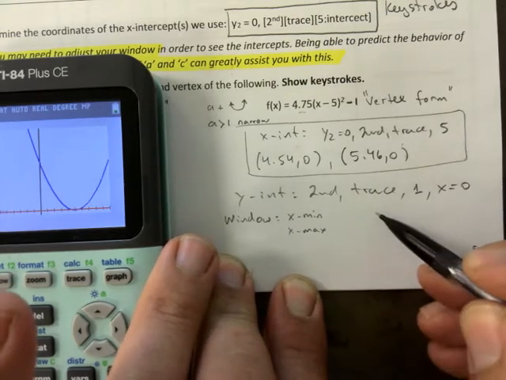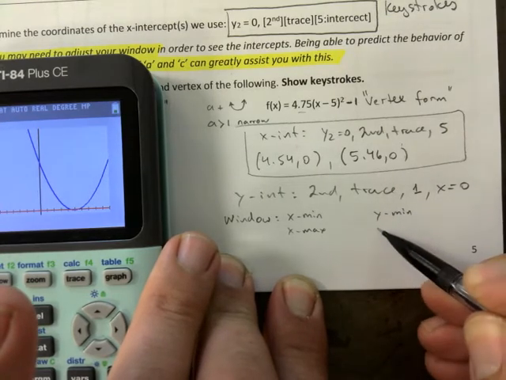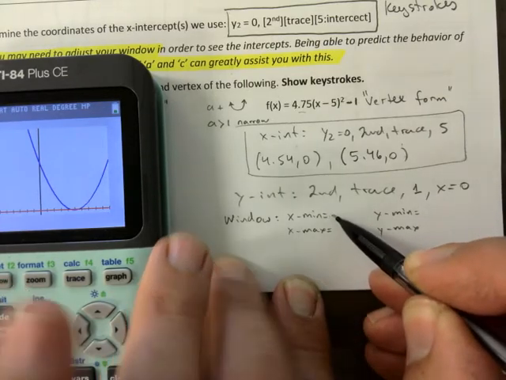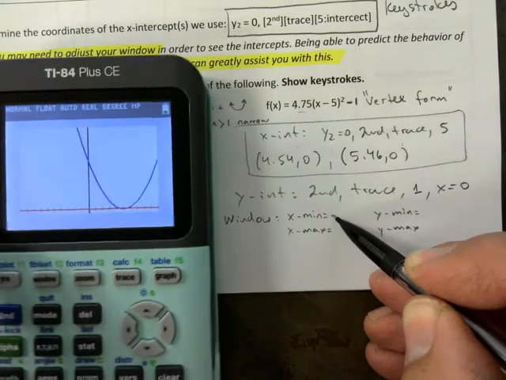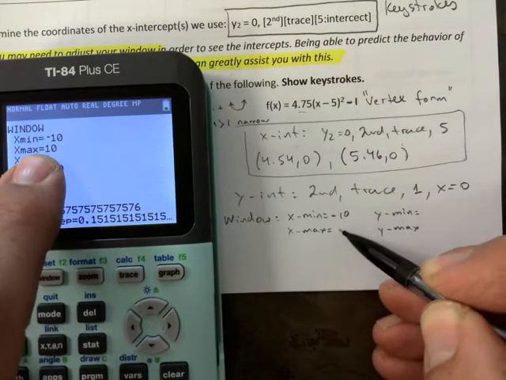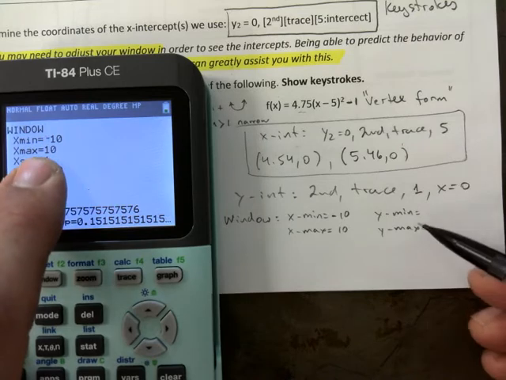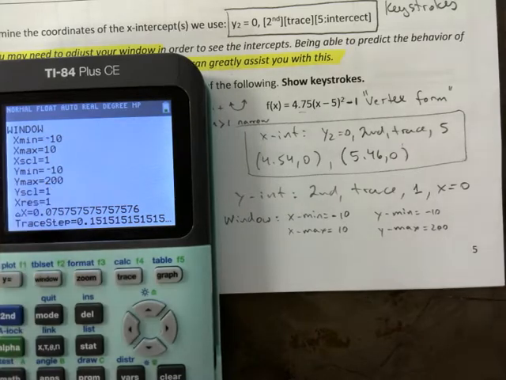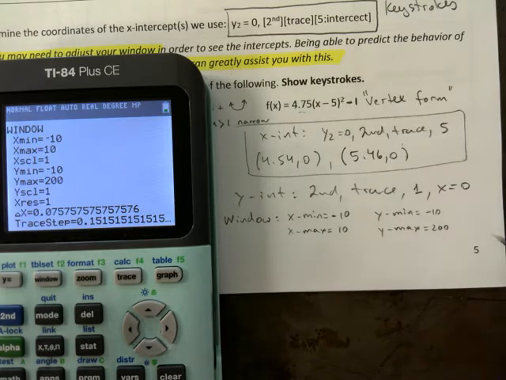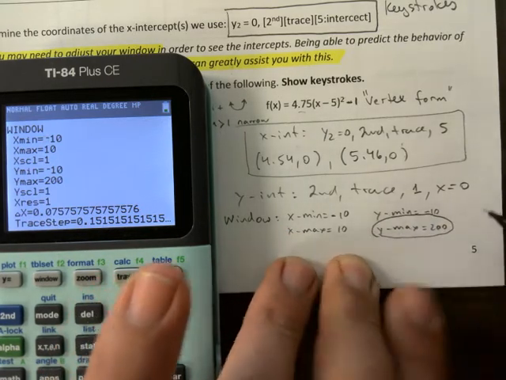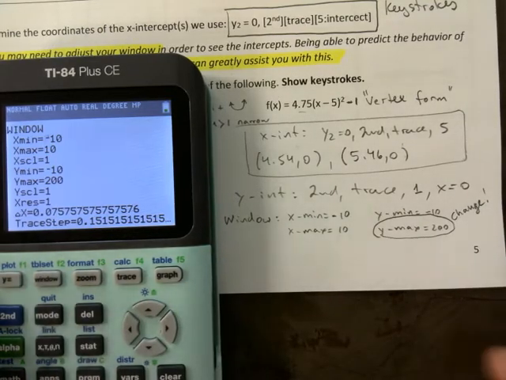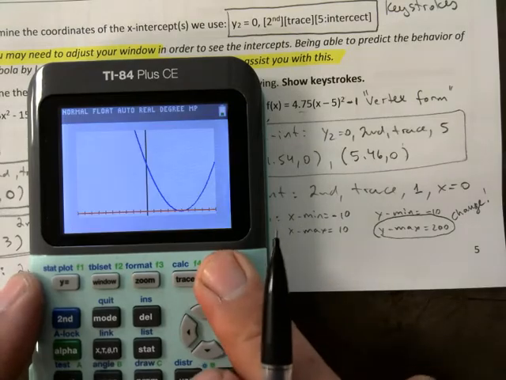So I will say this, window, write this down: X-min, X-max, Y-min, Y-max. I kept the X-min, and you might say, I forgot my values. Go to window, right? It's negative 10, 10 for the X, but for the Y, it was negative 10, 200. That's what I used. You may have used different values. You may have done 150 and it would have worked. Okay? So I made a change to the Y-max. And now you hit graph again.